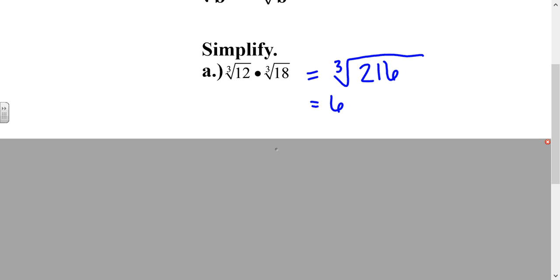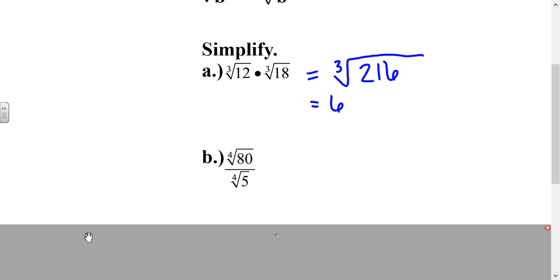Now, if it came out to be something else, then we would have to see if we could break it down into any perfect cubes and work it out. So you'll know that your answer is completely simplified when you cannot break down the number underneath the root anymore. And in this one, the root completely went away, so we know we're finished.